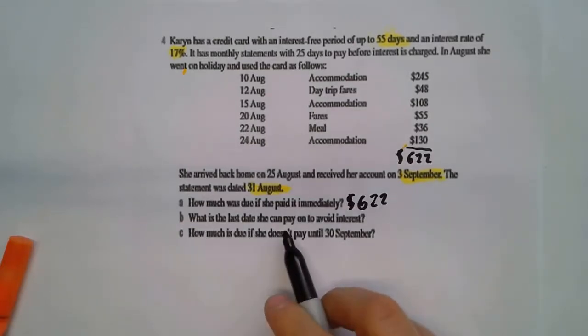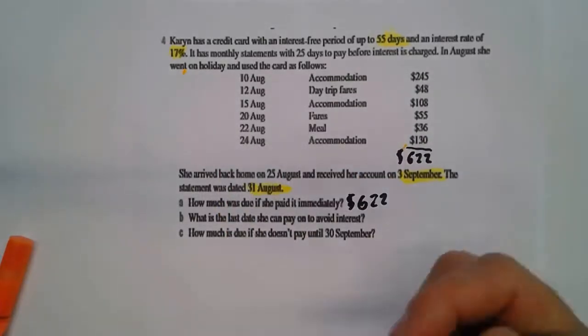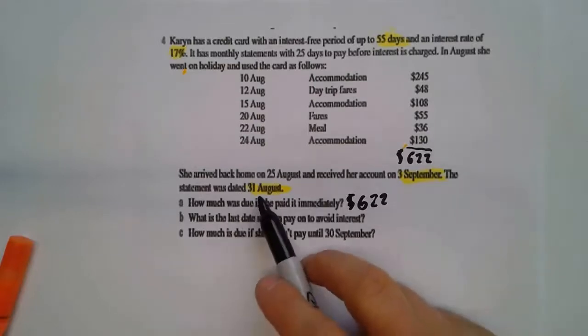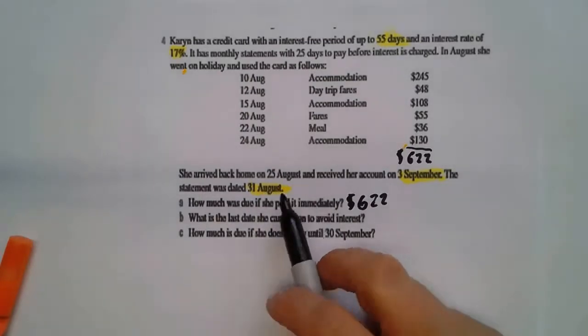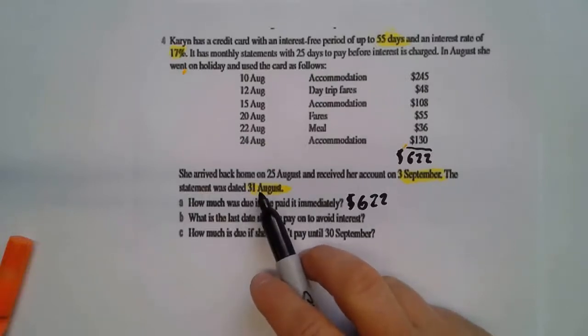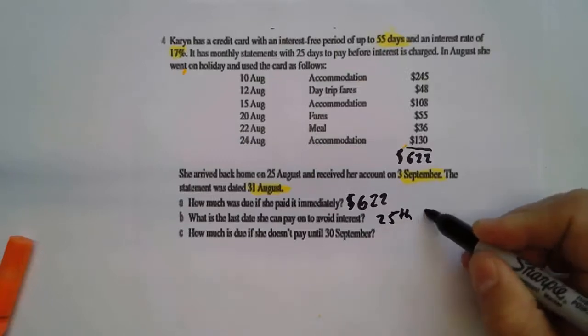What is the last date she can pay on to avoid interest? Well, she has up to 55 days, so it's monthly plus the 25 days. So the end of the month rolls around, 31st of August, the statement comes out, it's calculated on that day. She then has 25 days to pay. So the last date she can pay is 25 days after the end of August, which is going to be the 25th of September.